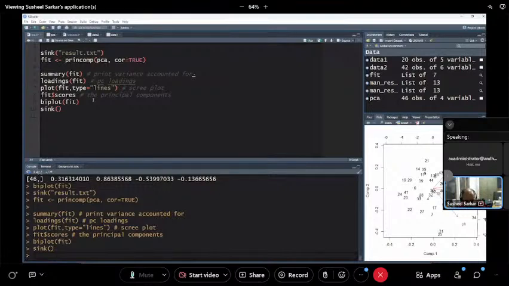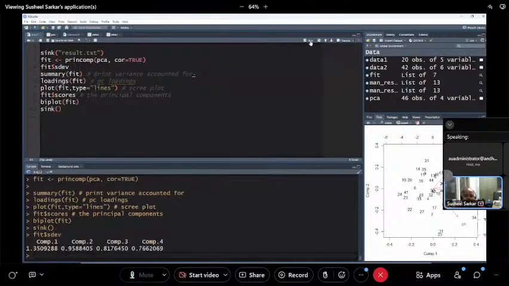Suppose I'm here putting fit and dollar, and then the first one, standard deviation. If I run it, I am getting this. These are the standard deviations of component 1, component 2, component 3, component 4. Likewise, you will get many of the results. Just go through it. It's wonderful. So this is what I wanted to tell today. It's almost 8, so I'll wind up. If you have some question, you can ask.